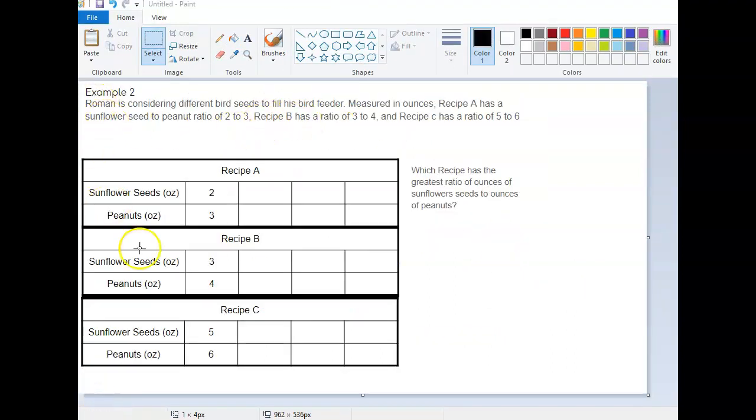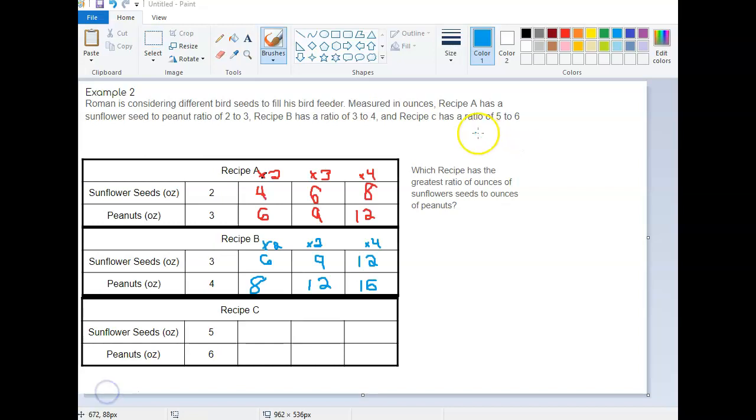So this one looks like I'm just going to have to do something with these tables. Roman is considering different bird seed to fill his bird feeder, measured in ounces. Recipe A has a sunflower seeds to peanut butter ratio of 2 to 3. B has 3 to 4. C has 5 to 6. So I need to figure out which one's the greatest. Remember before that I need either the sunflower seeds to all have the same number in them or the peanuts to all have the same number in them. So pause it, finish the tables, and then see if you can answer this question.